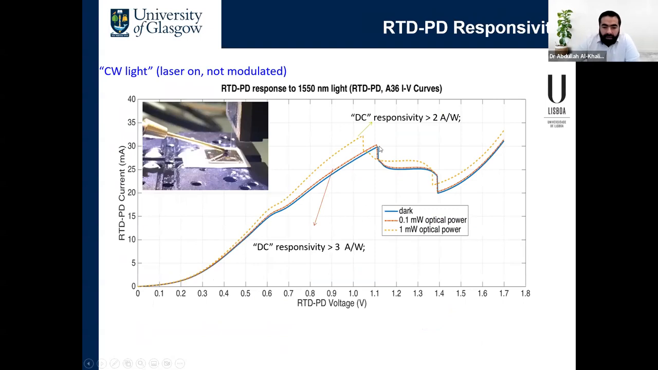This is measured data. So this is the RTD chip. We have the fiber coming from the top, and then we have the DC. So the DC in darkness, we can see the blue curve. If we apply 0.1 milliwatt of optical power, we have a DC responsivity of 3 amps per watt. If we shine 1 milliwatt of optical power, we can shift this further. So we can control how much shift we need. Obviously the DC responsivity will go down a little bit, but that's okay. This was actually done at the University of Lisbon, our collaborators.